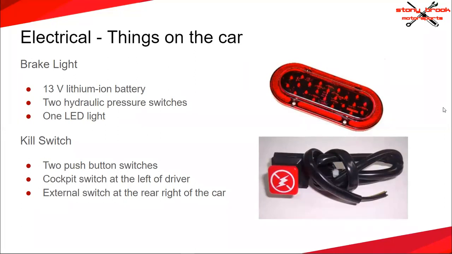Then let's talk about the kill switch. We have 2 push button kill switches, one located at the left side of the driver and the other one located on the right side of the car. The kill switch connects the engine to the frame of the car, which serves as the ground. It connects to the engine using a spade connector and connects to the frame using a ring connector. When the kill switch is pressed, the spark plug is shorted to the frame, stopping the ignition and causing the engine to stop. Like the brake light, the kill switches are also parallel with each other. Next slide.